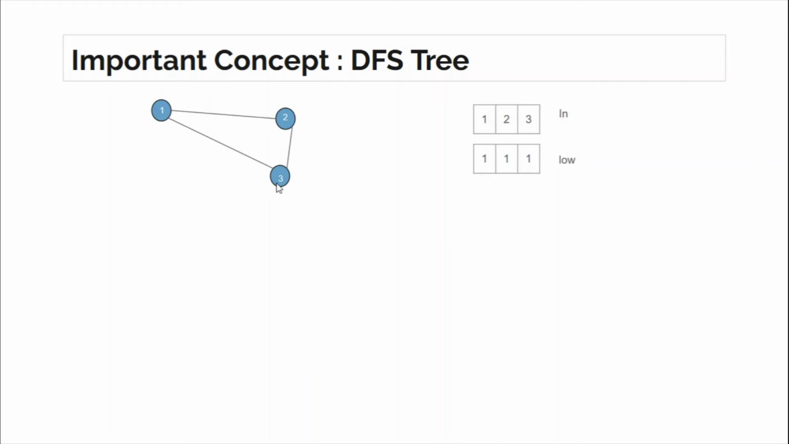So since the low time of node 3 is smaller than the in time of node 2, that means even if you remove it, it is still connected to some ancestor which was discovered before 2, which means this would still be connected. Of course, if you remove node 2, node 3 is still connected, it is not disconnected. That is why this cannot be an articulation point. After that, you would go back to node 1.